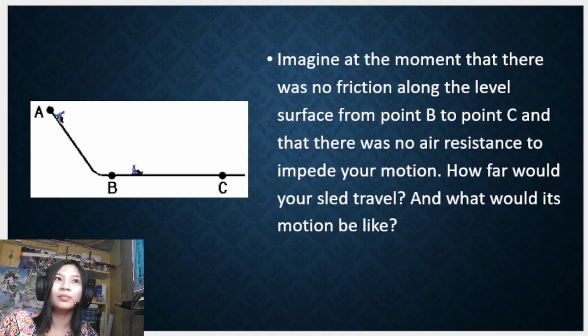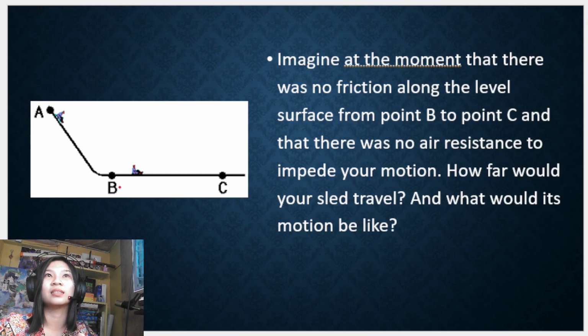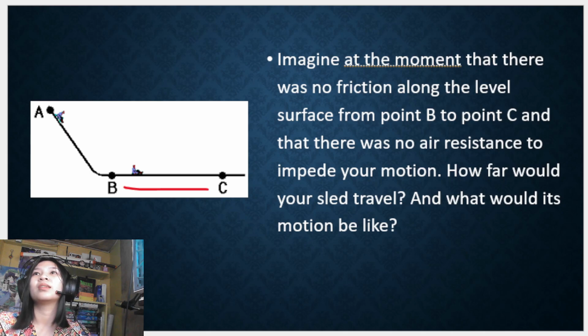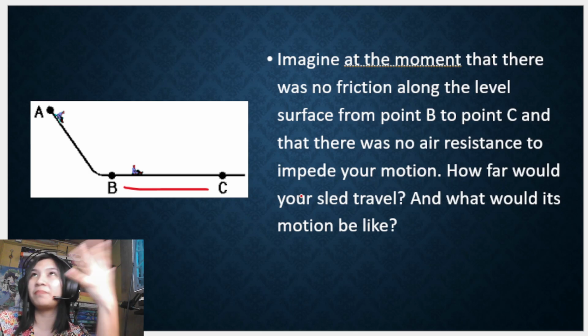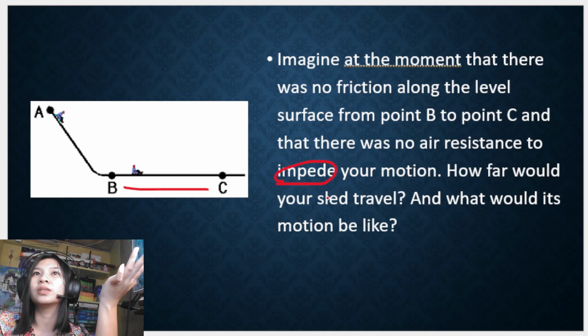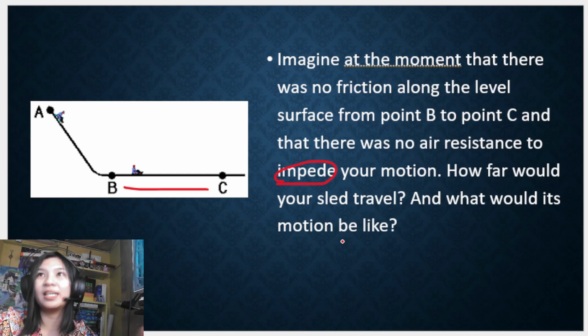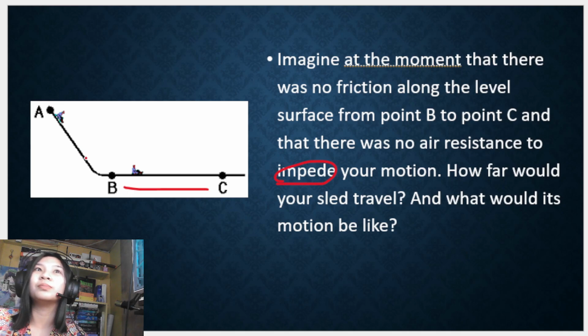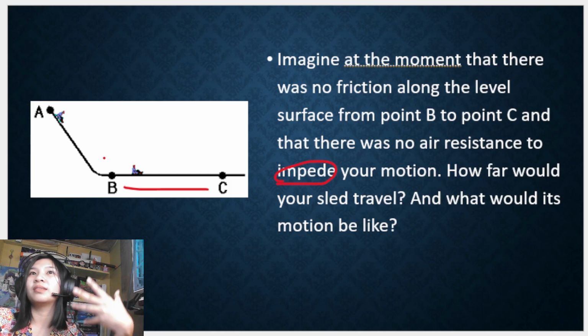Okay? Now next one. So imagine at the moment where there was no friction along B and C. Ni siya nga level din. And there was no air resistance to impede your motion. Impede means stop. To hinder, stop your motion. So how far would your sled travel and what would its motion be like? So if you're from point A, tapos magpa-slide ka to B, okay? So what will happen to your motion?